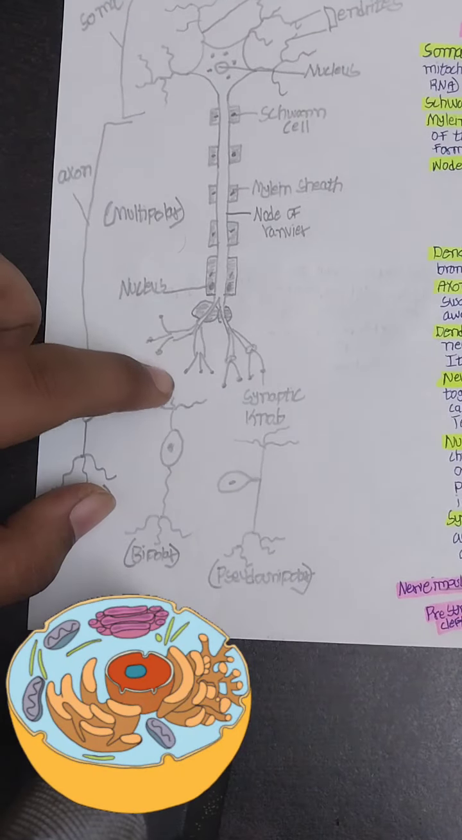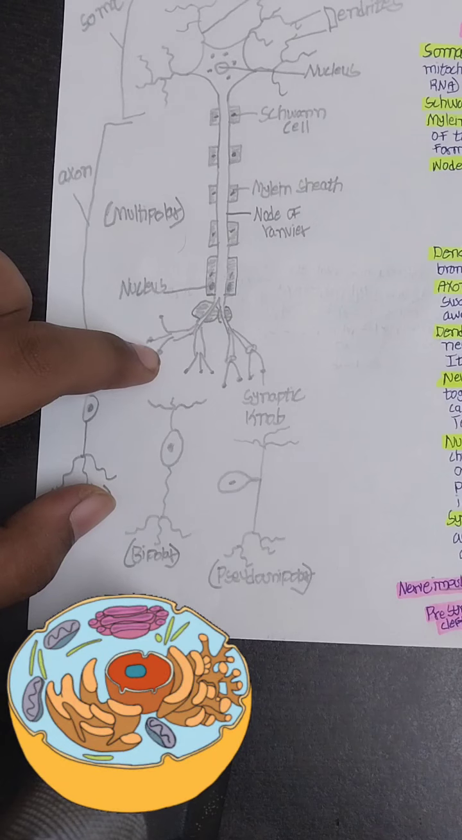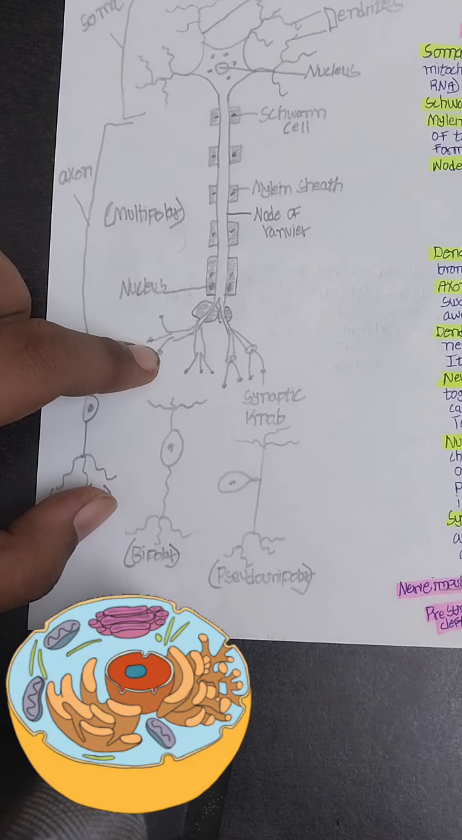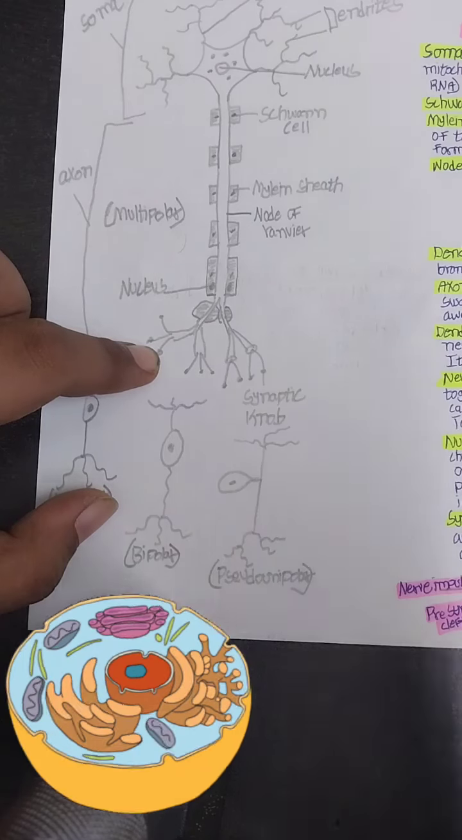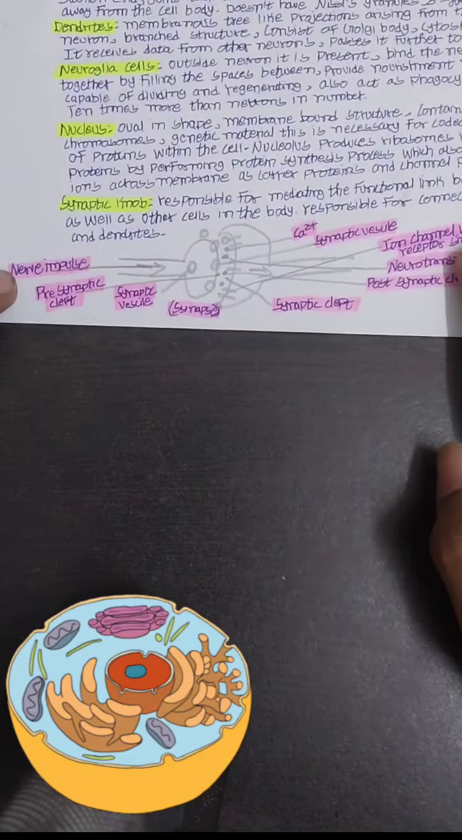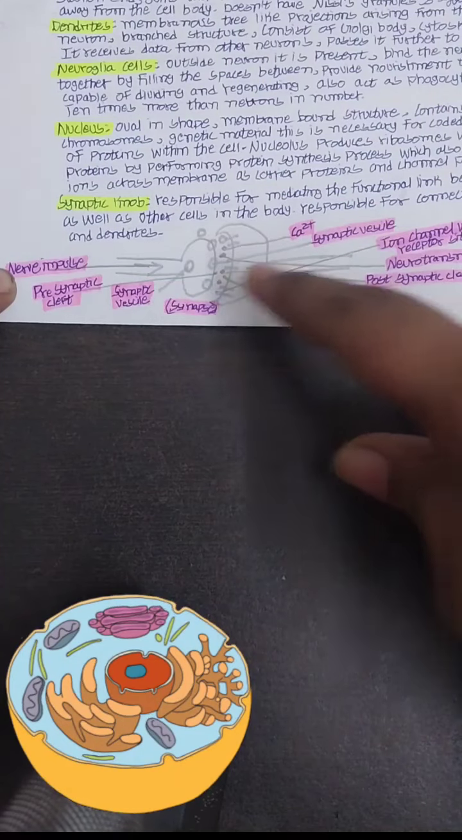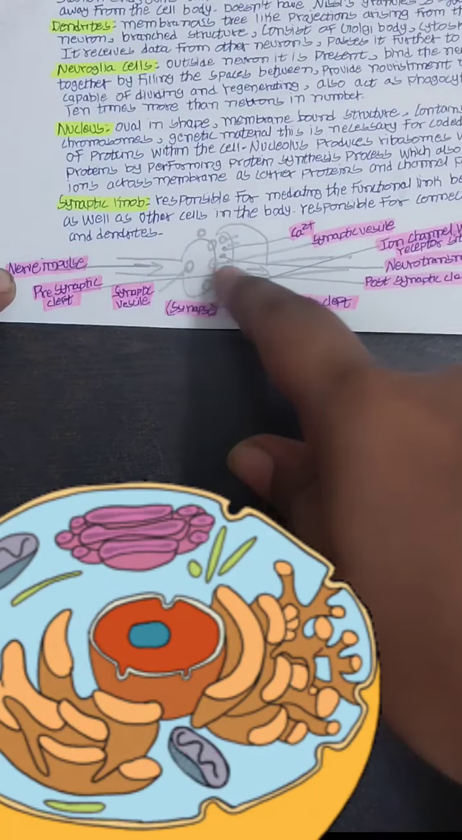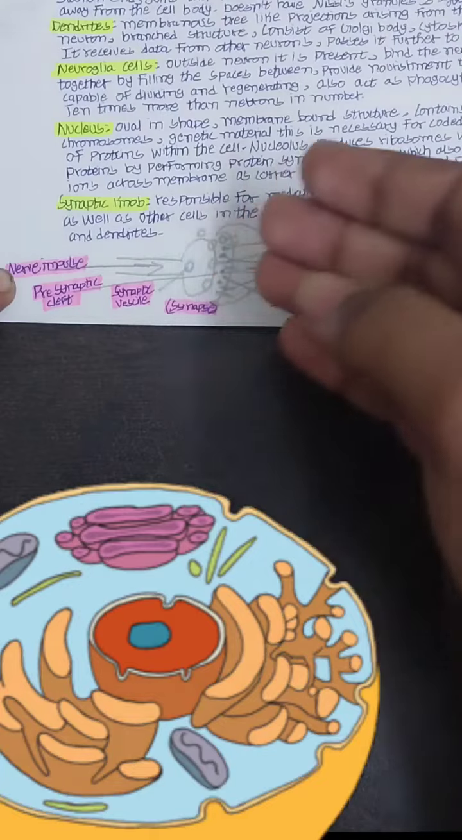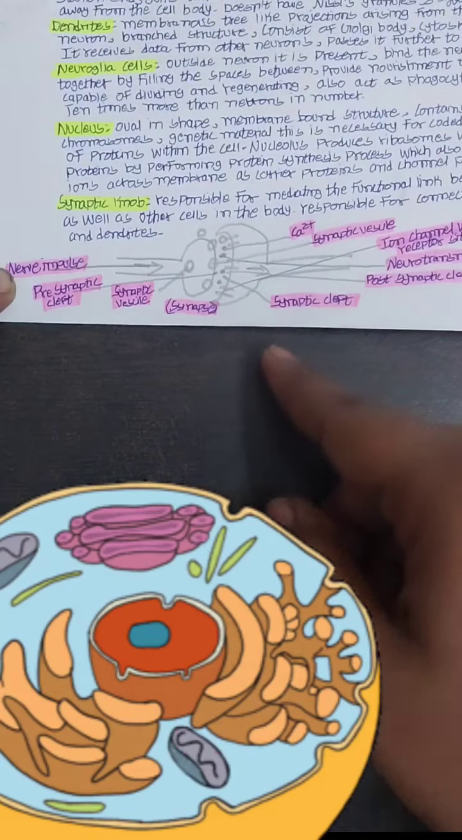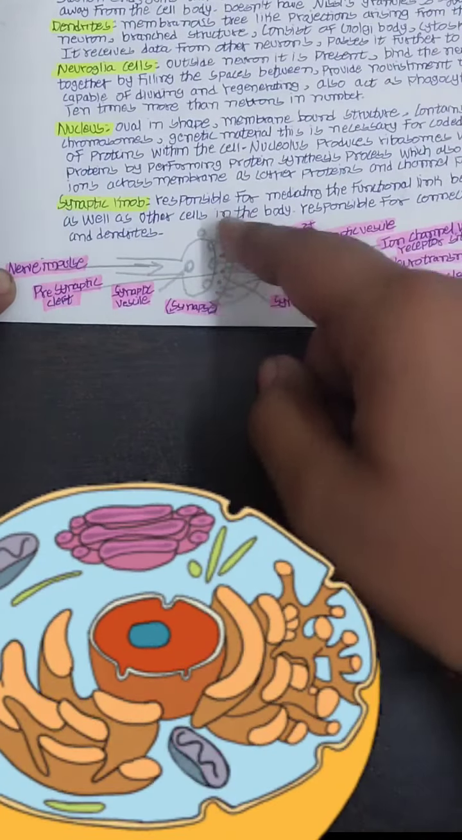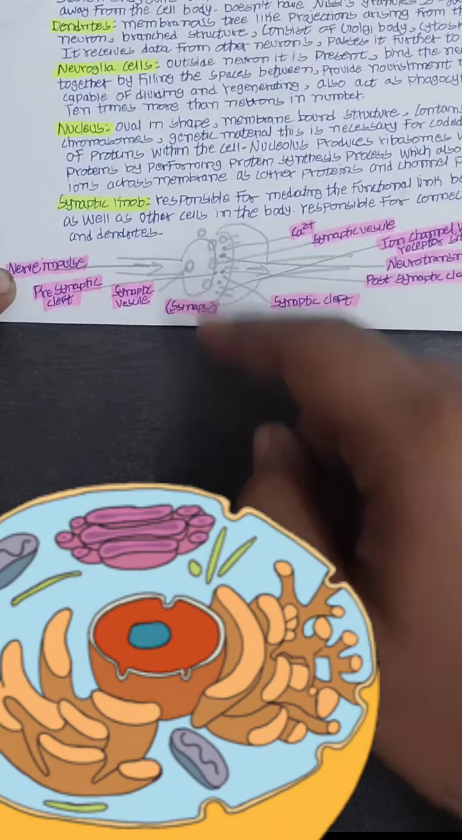Here we can see at the end of this structure is called the synaptic knob. This is responsible for mediating the functional link between the neuron and the other cells in the body. It is responsible for connecting the axons and dendrites. So this is the structure of synapse which is formed between two nerves. This is the nerve impulse, going in this way. This is the presynaptic cleft before the synapse. It has synaptic vesicles. This place is called the synapse.